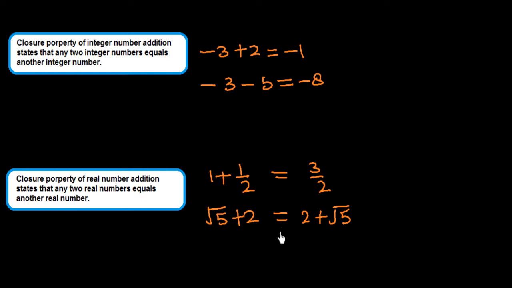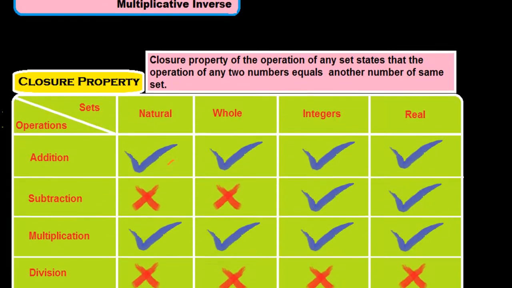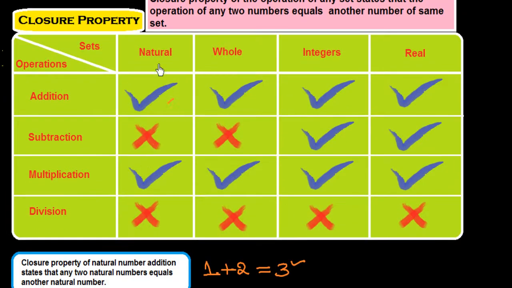This is all about addition on different sets. Look at this chart: all are closed under addition. The set of natural numbers, whole numbers, integers and real numbers are all closed here, so the closure property applies to addition everywhere.